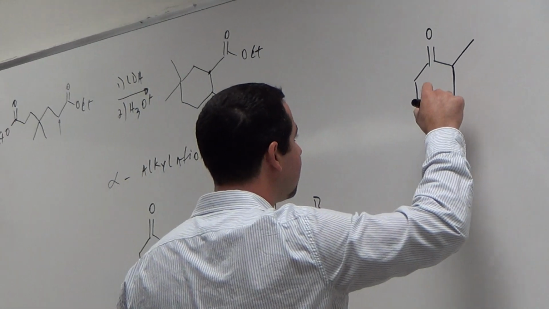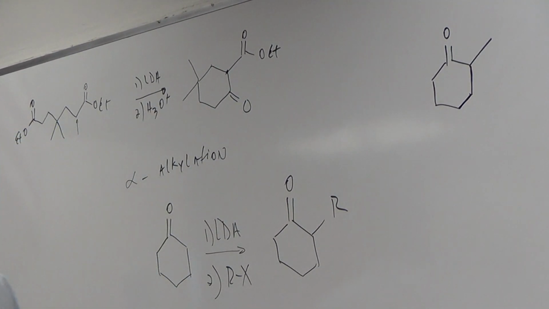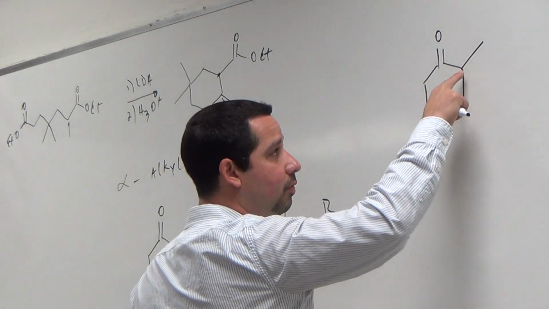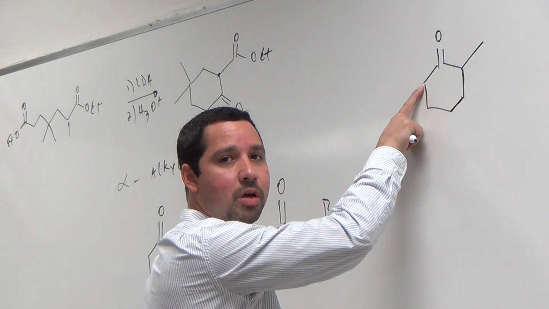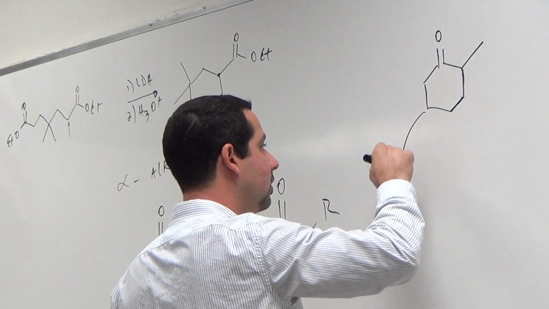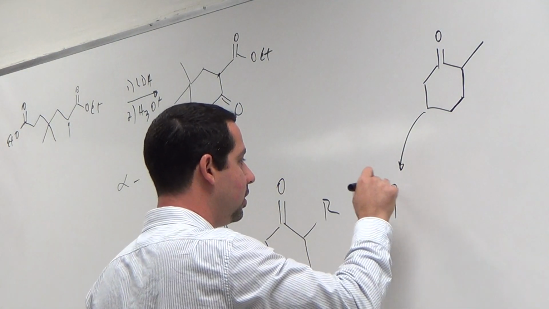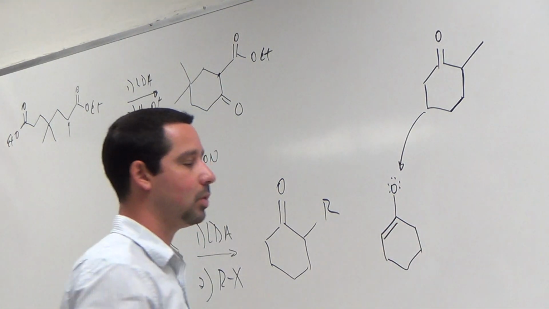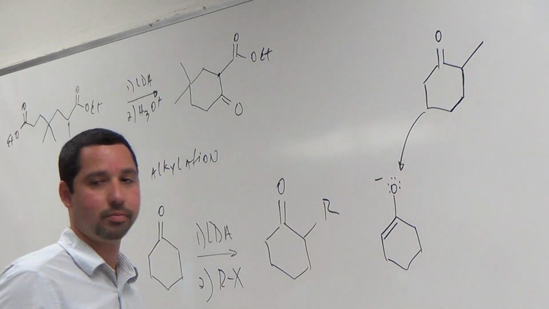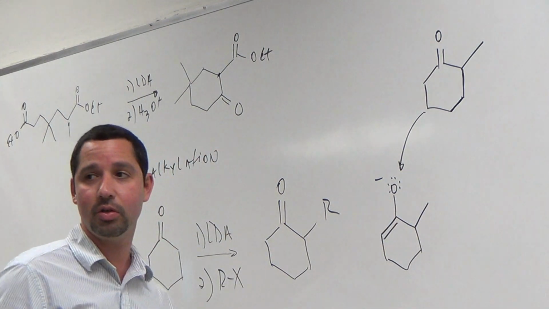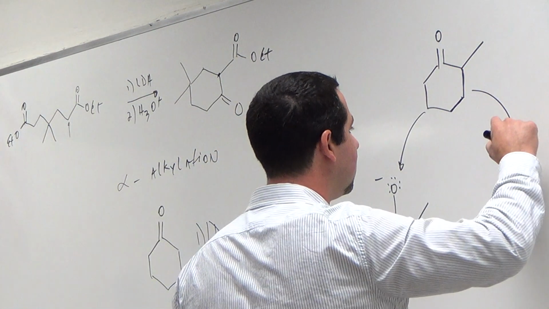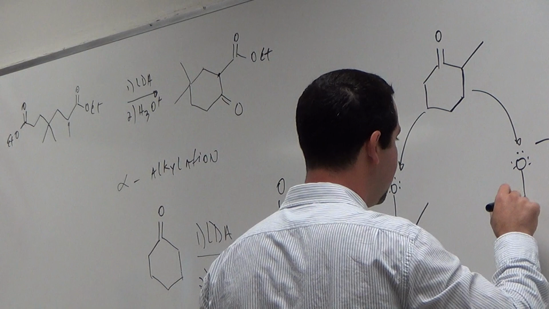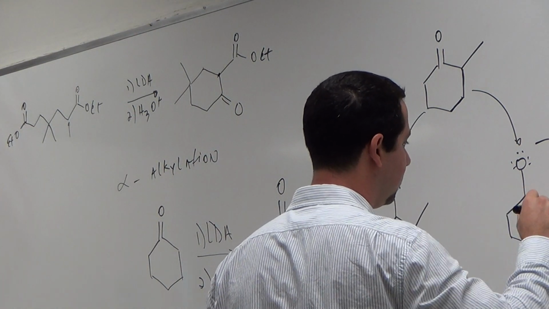Now what happens if I have this? Now if I have this, an alpha proton can be pulled off from this carbon. If one gets pulled off from this side, this is what you are going to form. Yes or no? You forgot to draw that, didn't you? And if one gets pulled off from this side, what you are going to form is this one.